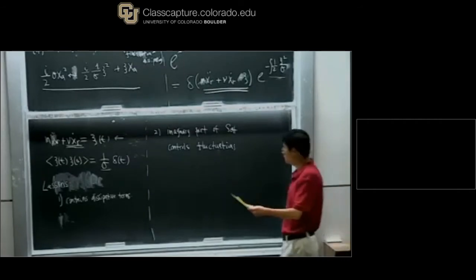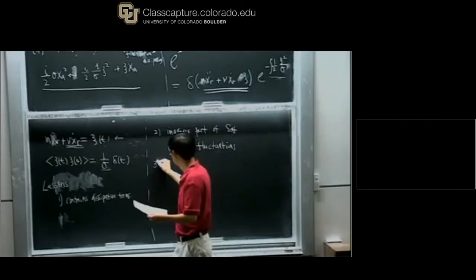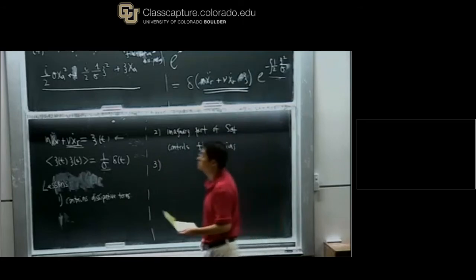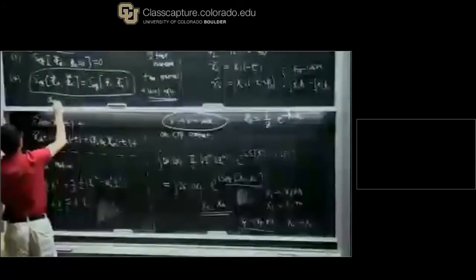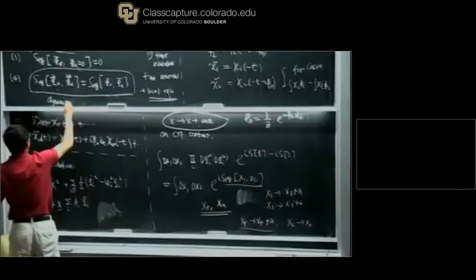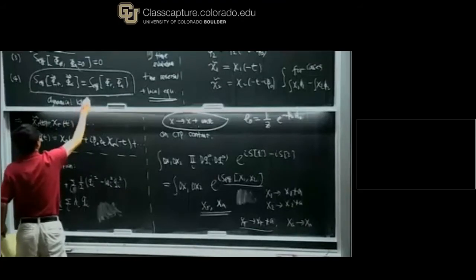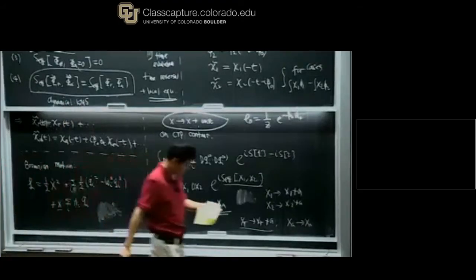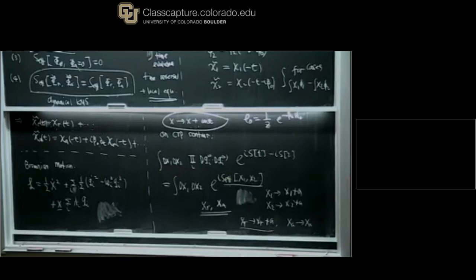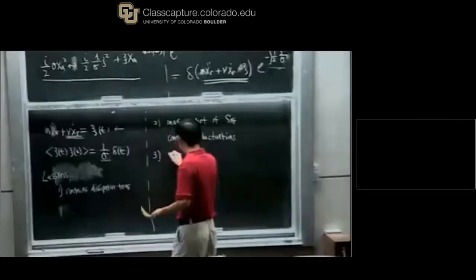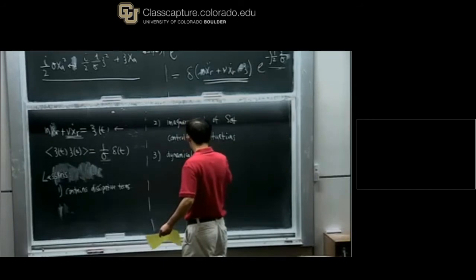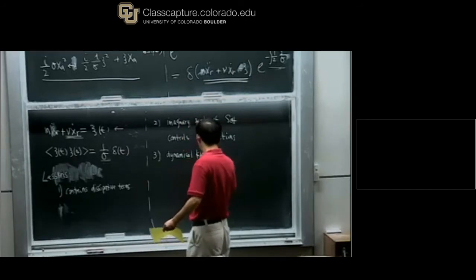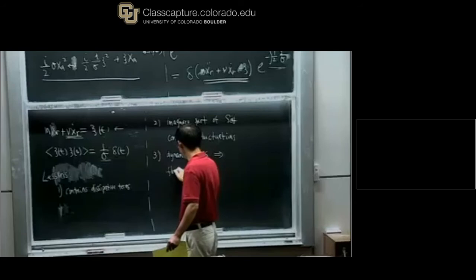And the third: let me give a name to this condition. We call this condition the dynamical KMS symmetry. This dynamical KMS symmetry leads to the standard fluctuation dissipation relation.